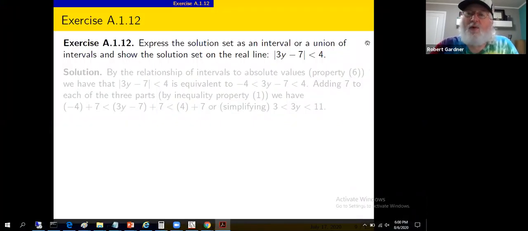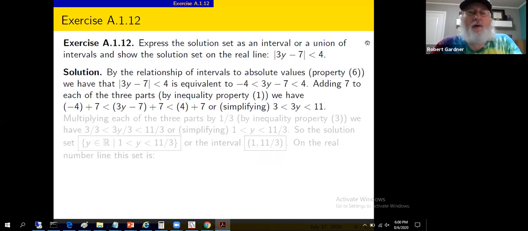Okay, they give us an inequality involving absolute values and ask us to express the solution set as an interval or a union of intervals and show the solution set on the real line. All right, so we need to get rid of the absolute value and then solve for y. Absolute value of a quantity is less than 4 means that quantity is less than 4 and greater than -4. It's sandwiched between -4 and 4.